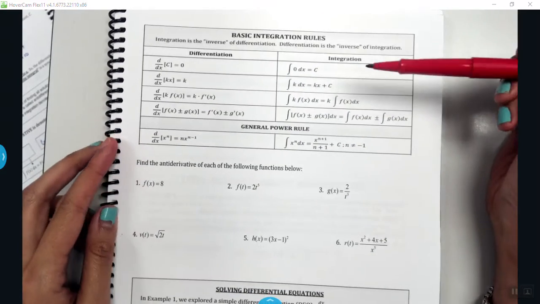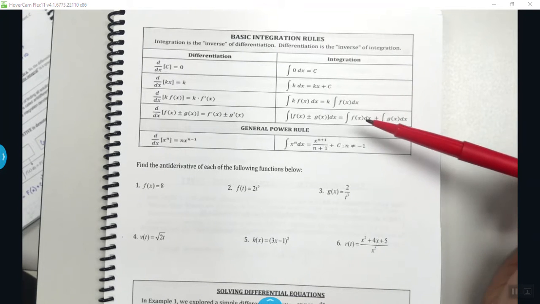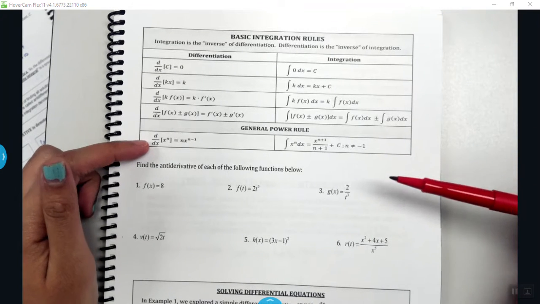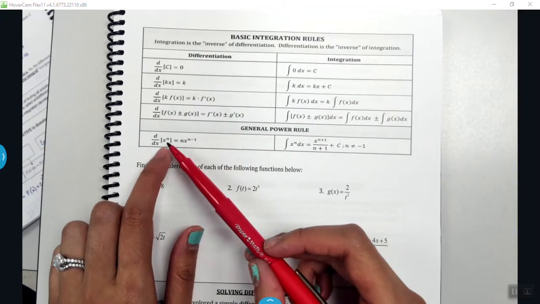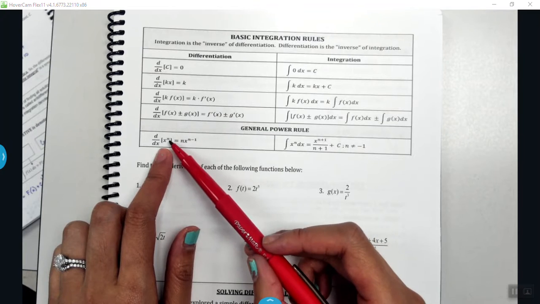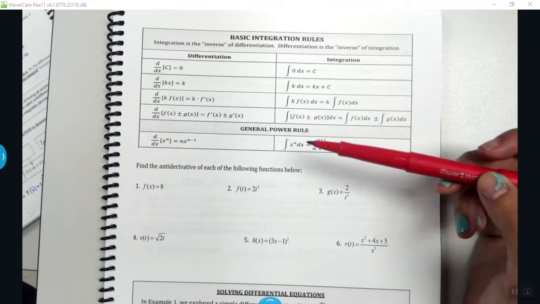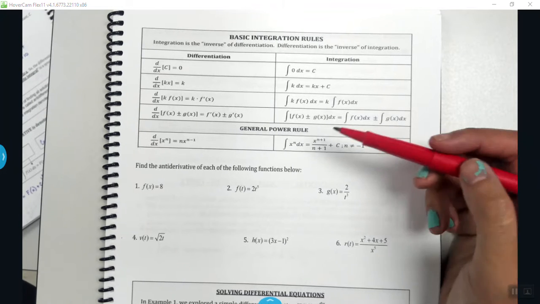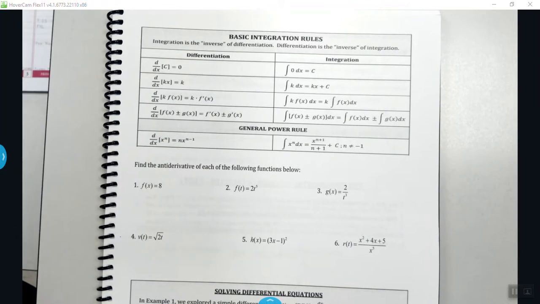So, basic integration rules. We've gone through all of these. The only one that you really need to know for this unit is how to undo power rule. To power rule, you take the exponent, bring it down, and subtract the exponent by 1. To integrate it, you're going to want to add 1 to the exponent and then divide by your new exponent. And then add a plus c. But your new exponent can't be 0. That's the only special thing.